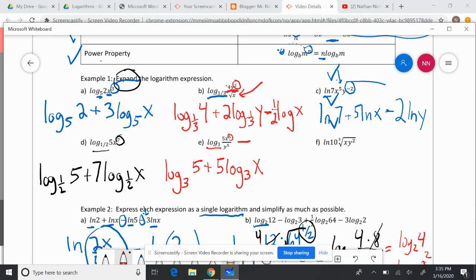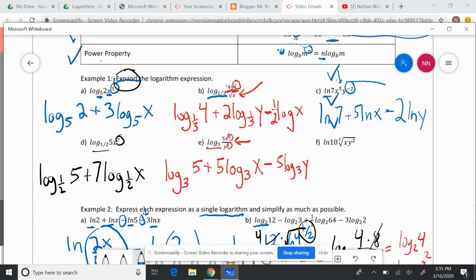This time we see a division bar, and that means we're subtracting. What we're doing is subtracting log base 3. This time it's y. Notice that y has an exponent of 5, so we're going to bring the 5 to the front.